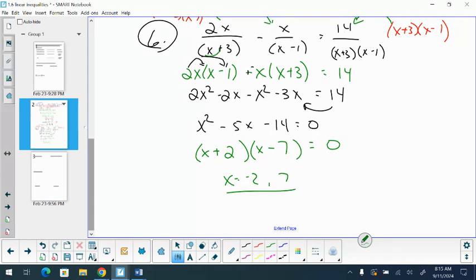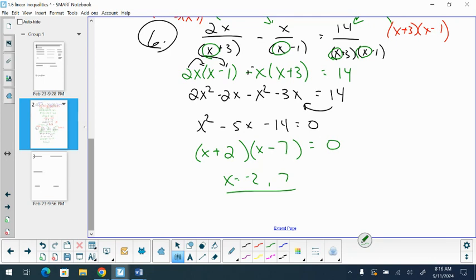We can check here to our factors. Negative 2 doesn't make anything equal to 0 on the bottom. 7 doesn't make anything 0 on the bottom. So we are good with our solutions. X equals 7 and negative 2.